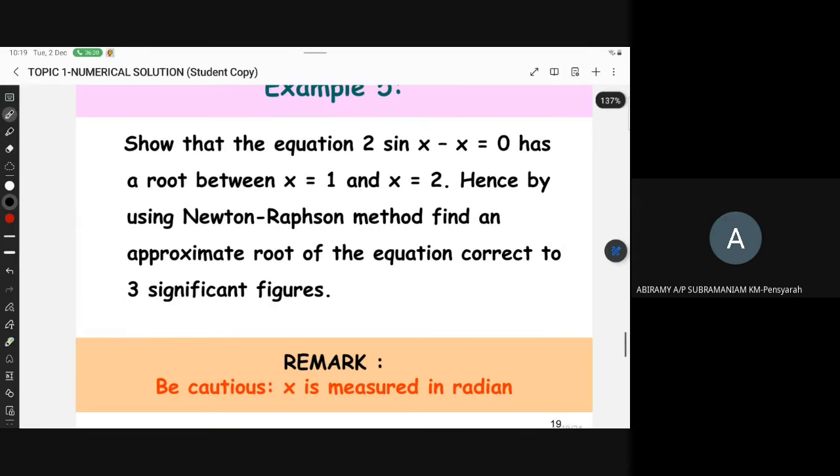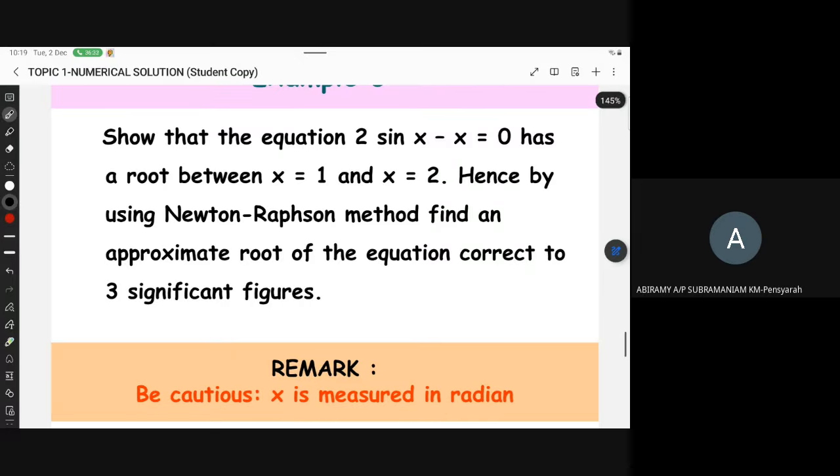Now look at the remark here. This is very important. Be cautious that x is measured in radians. So why is x measured in radians? One, the given function is a trigonometric function. When we are given a trigonometric function, we have to be very careful whether we are using radians or degrees. Next, if you look at the value of x, 1 and 2 is not in degrees.